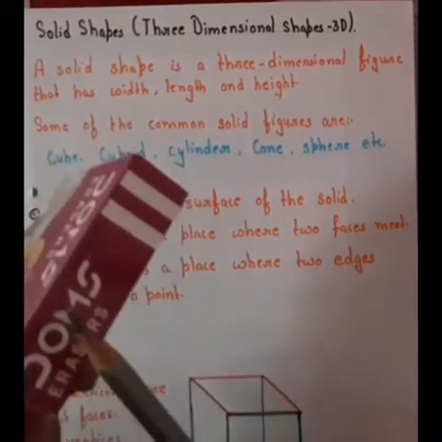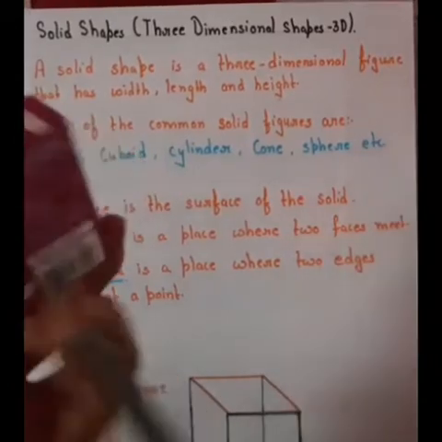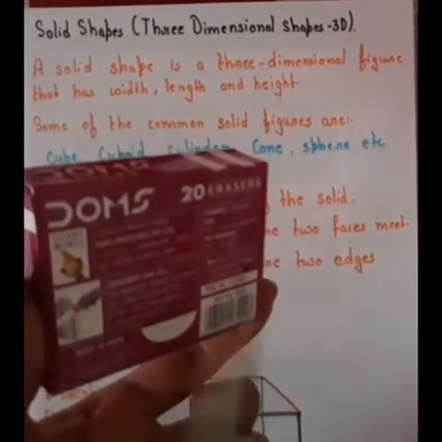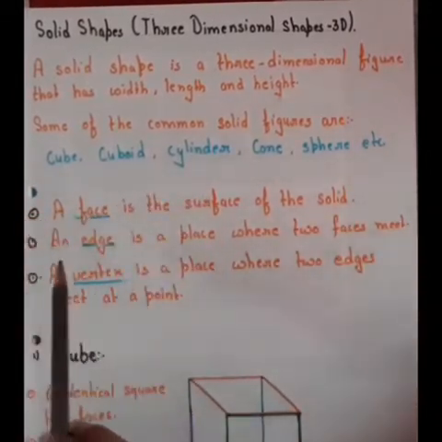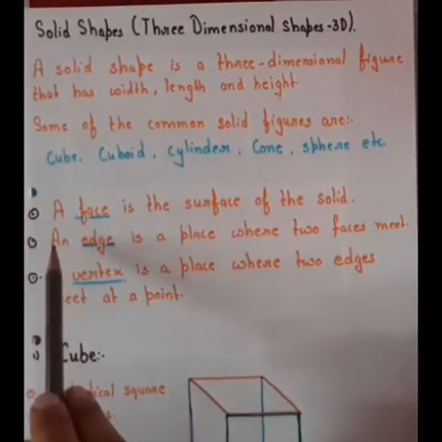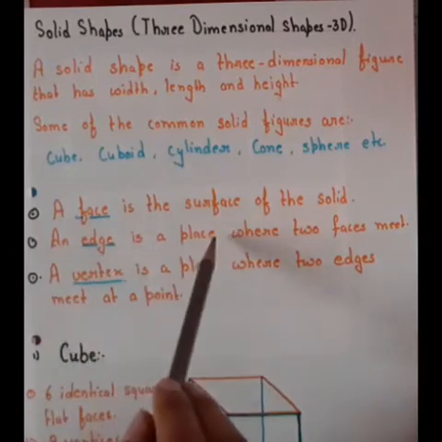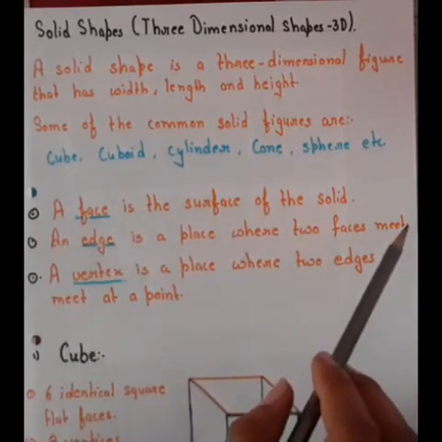One face is this one, another face is this one, and you can see this one. So there are many faces in this solid. Second is your edge. So what is an edge? An edge is a place where two faces meet.